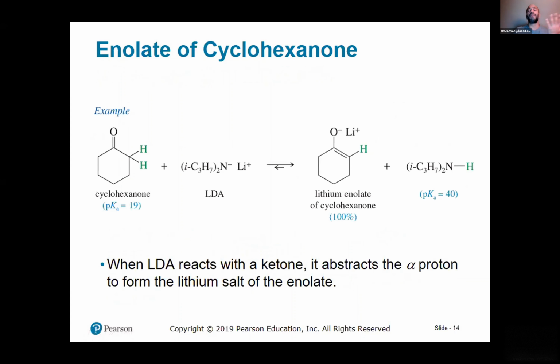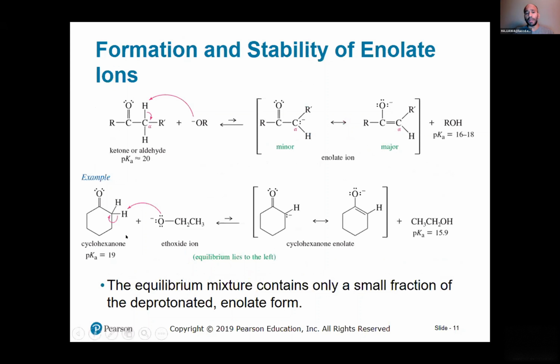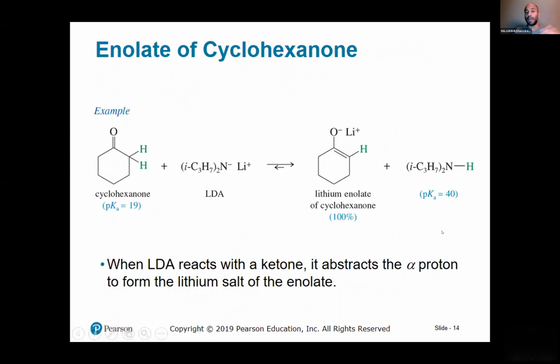What do we do with the LDA? Again, we do alpha carbon hydrogen deprotonation. Take the same example we've seen with the alkoxide: cyclohexanone has a pKa of 19. If we do this reaction in the presence of LDA, it's going to grab that hydrogen and form an enolate plus an amine, and that amine has a pKa of 40. So you're going from 19 to 40. The difference between this one and the other is that the other goes from 19 to 16, so the equilibrium lies toward the left. But in the case of LDA, the equilibrium lies way more toward the right because of the higher pKa species being on the right-hand side.